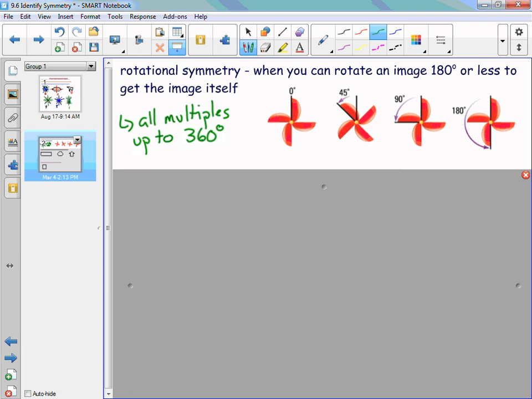So we look at this fan, for example. We started here. We've marked this line for reference. If you rotate it 45 degrees, these 2 images are not equal. They're not the same. So there's no rotational symmetry. But if I look from the 0 to the 90, those images look the same. So we say that yes, there is 90-degree rotational symmetry and all the multiples of it. So that would be 90, 180 degrees, and 270. And as you can see here, 180 is shown.